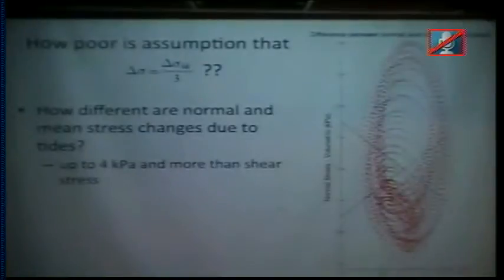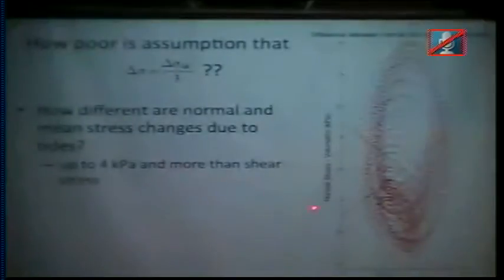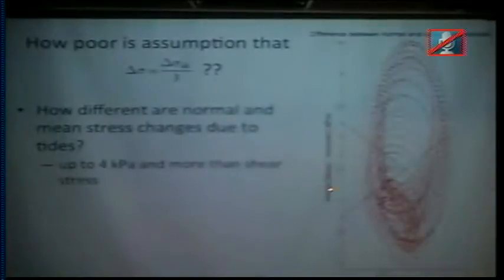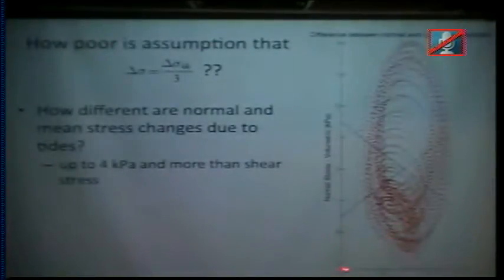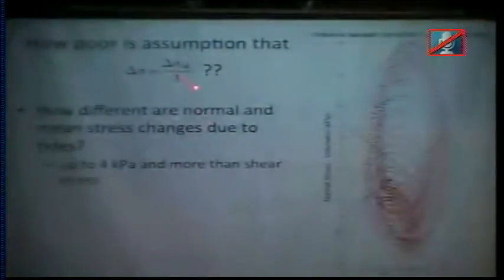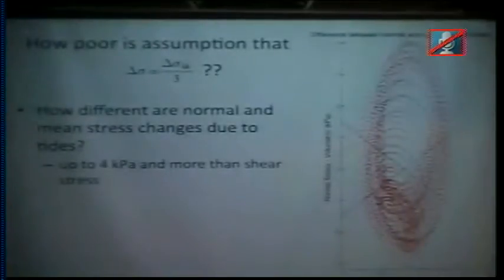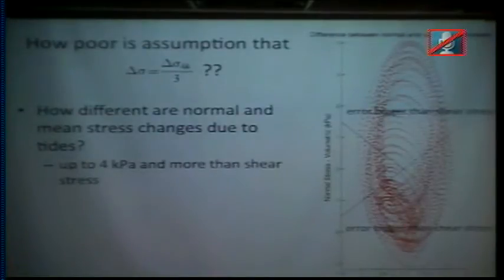How different are the normal and mean stresses due to tides? So here's a specific location where I've plotted the difference between them, the normal stress minus this mean stress. I call it volumetric, but it's actually the mean stress. And this is in kilopascals. For reference, I plot it versus shear stress change in kilopascals. And you can see it gets quite large. It gets up to 4 kilopascals, which is bigger than the shear stress range. So you cannot just blindly make this assumption. In this region, it's quite a poor assumption to make.